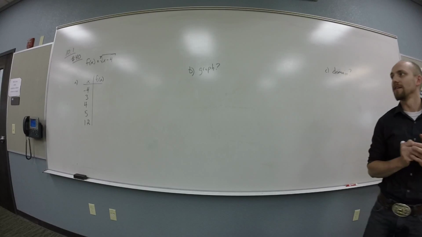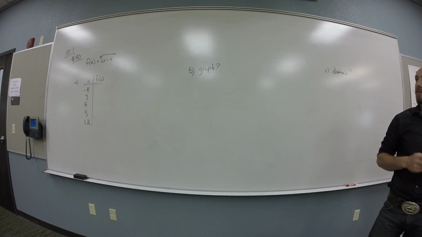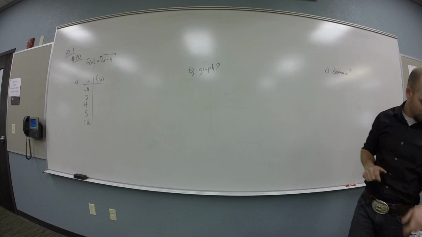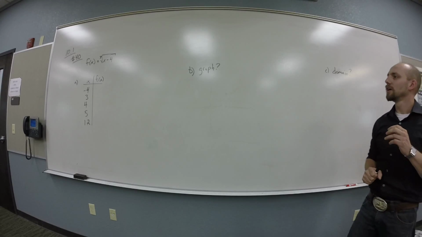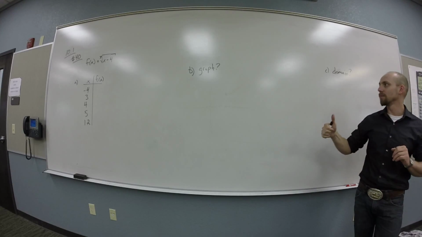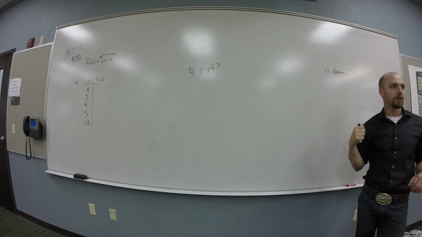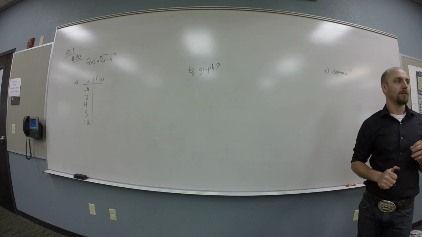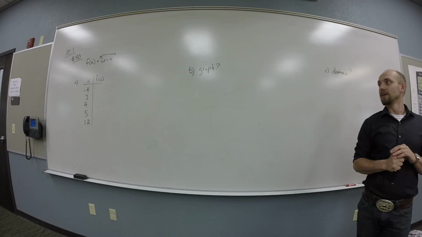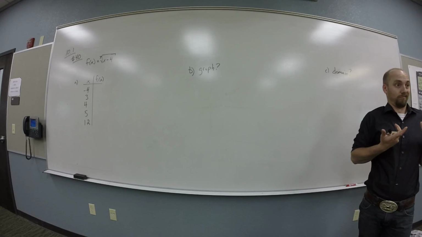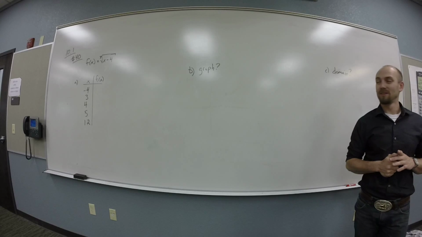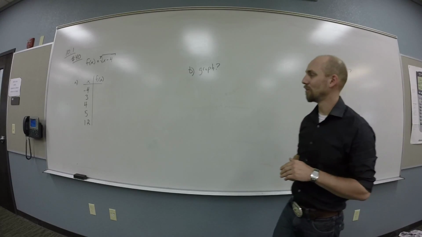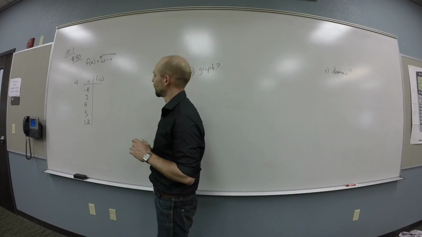So let's do number 40 in 10.1. We've got f of x is the cube root of x minus 4. Cool. And then they ask us to complete a table, graph the thing, think about the domain. Okay. Table. First things first, maybe? Okay. Can we fill in the table? Yeah.